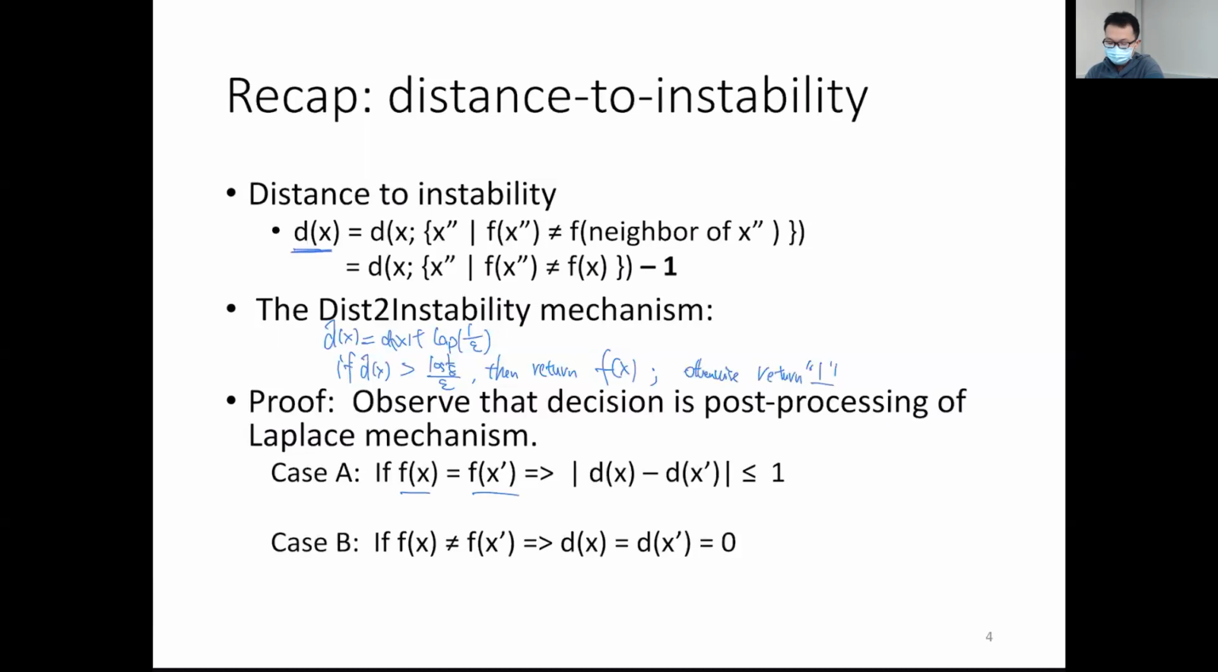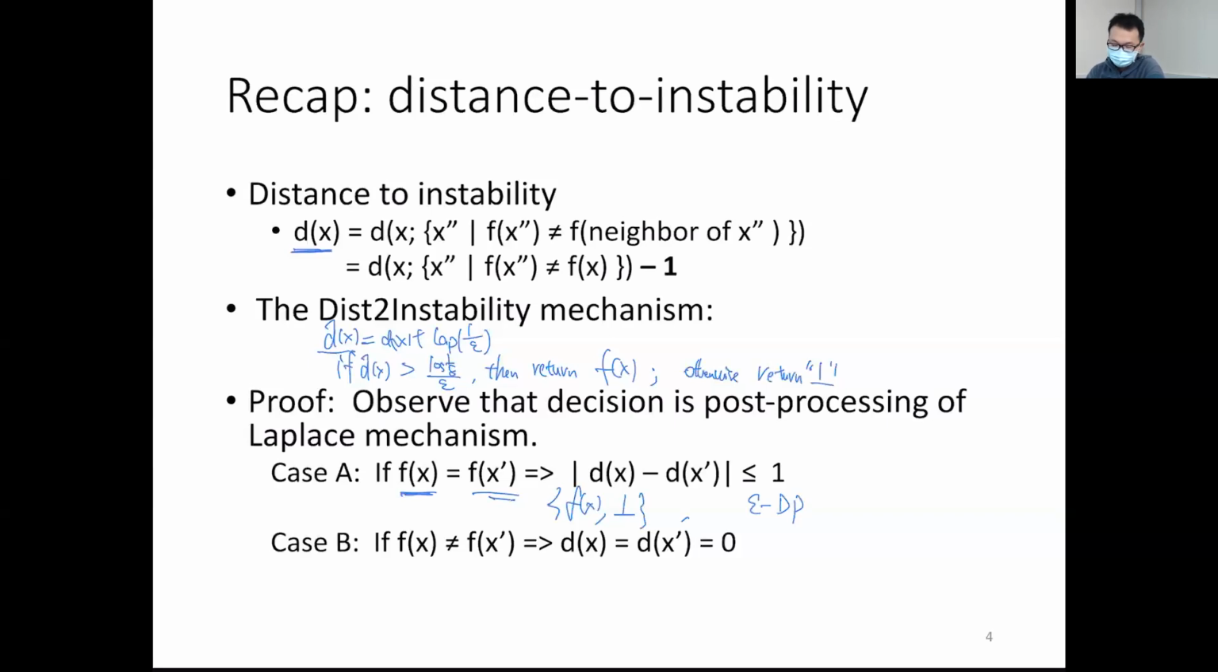This happens universally. But when this is the case, the output space is just f of x or perp. Our decision of whether we output perp or f of x comes from the output of the Laplace mechanism. So this is by post-processing of the Laplace mechanism. In this case, it satisfies epsilon-0 indistinguishability, or epsilon pure differential privacy.